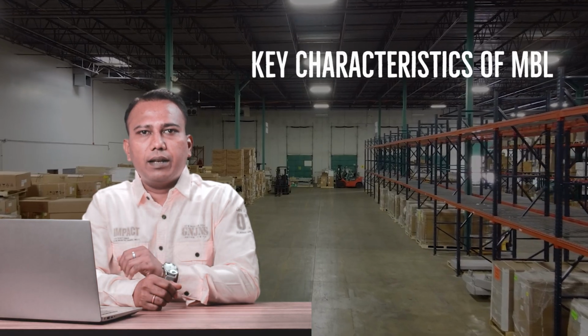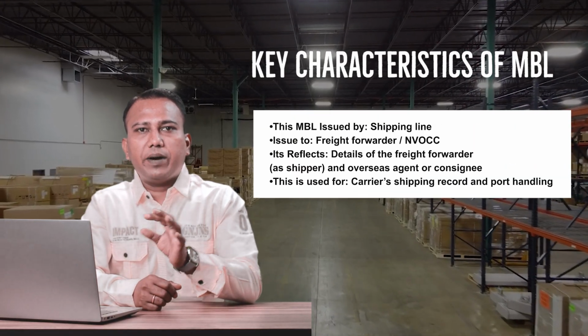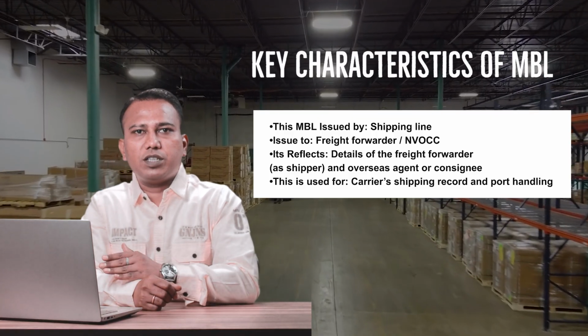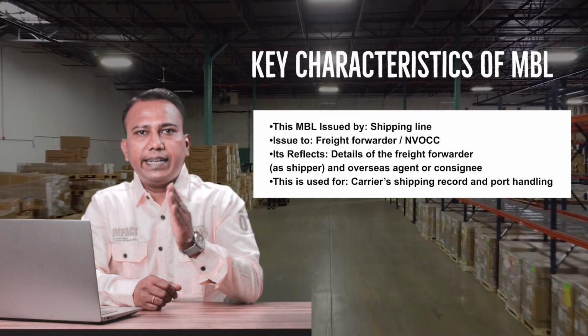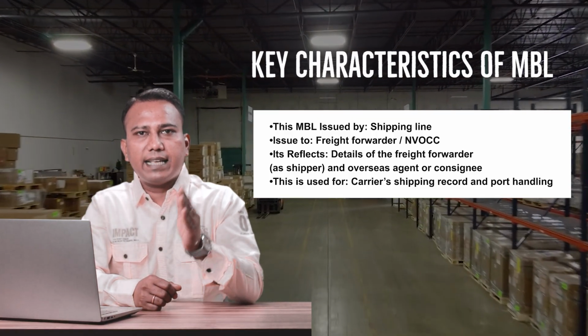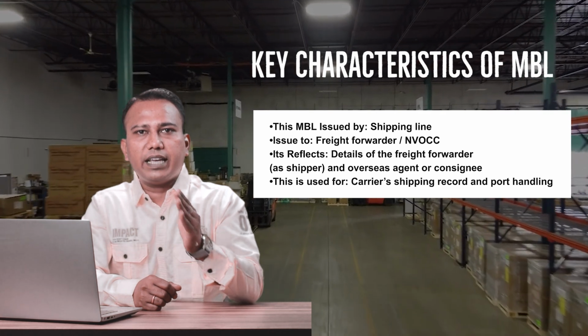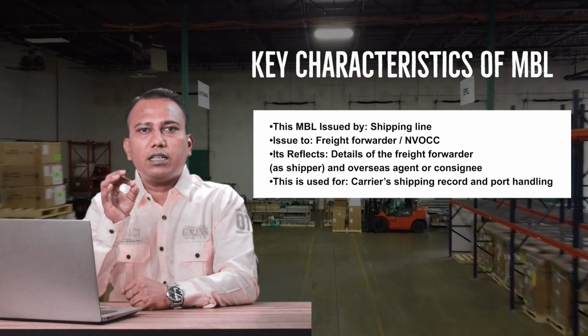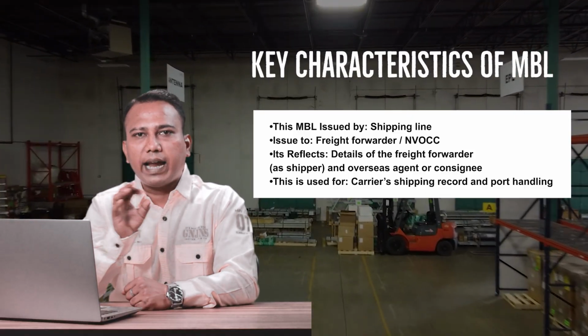Now we can see key characteristics of MBL. The MBL is issued by the shipping line to the freight forwarder or NVOCC. It reflects details of the freight forwarder as shipper and overseas agent as consignee. This is used for the carrier's shipping record and port handling.